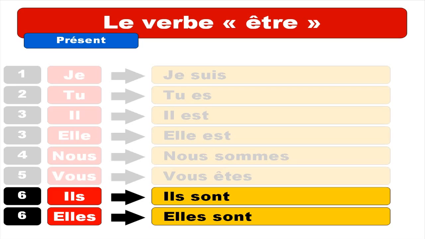Okay, one important thing regarding this ils and elles, the last one we just saw: keep in mind that the verb avoir, to have, has this liaison, and so the sound for avoir is ils ont, elles ont, okay, but for être it's ils sont, elles sont. So actually this first sound, I mean this S, is the only way to dissociate être from avoir for ils and elles. Okay, so don't be afraid to pronounce this S quite strongly.